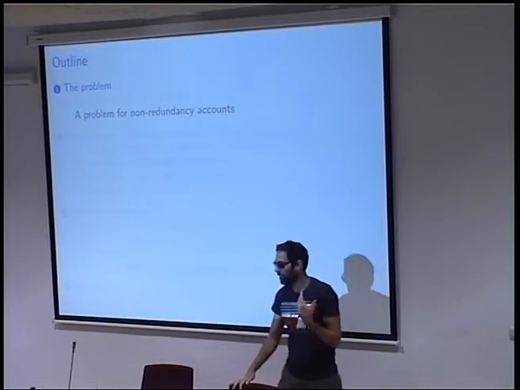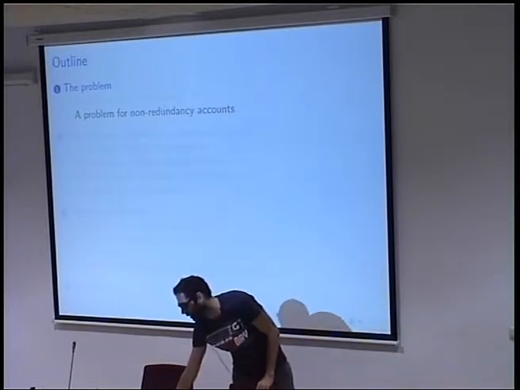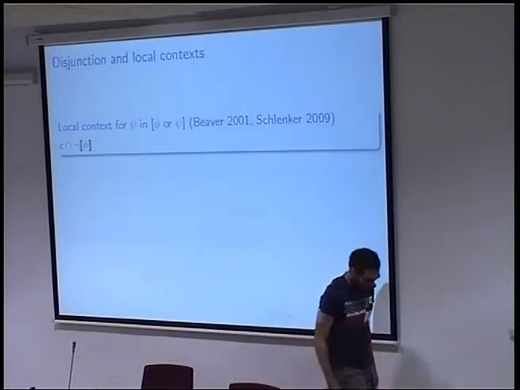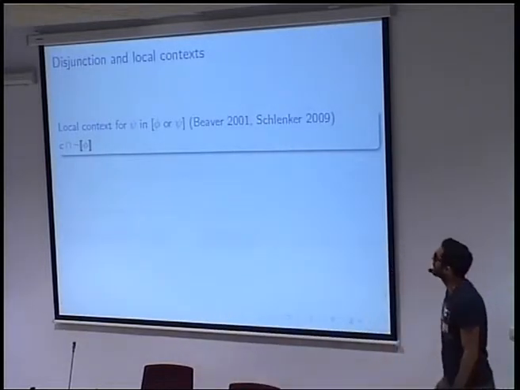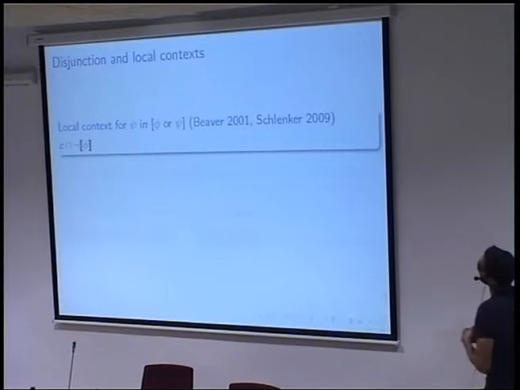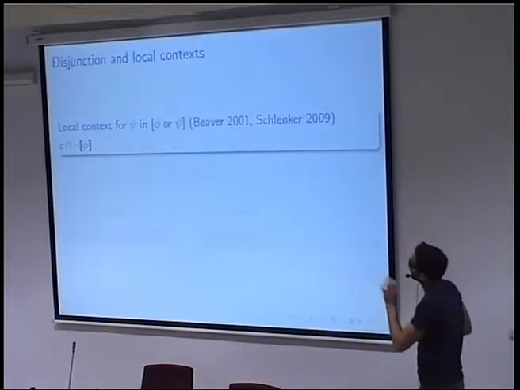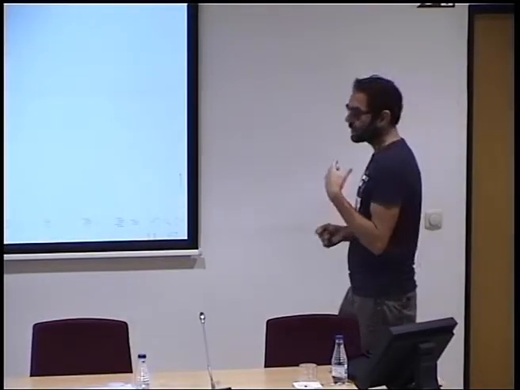Now we come to the problems that Clemens noticed, actually. And this comes with disjunctions. It's generally assumed, and we'll go back to this, that the local context of psi in a disjunction of the form phi or psi is the initial context, this time updated with the negation of the first disjunct.